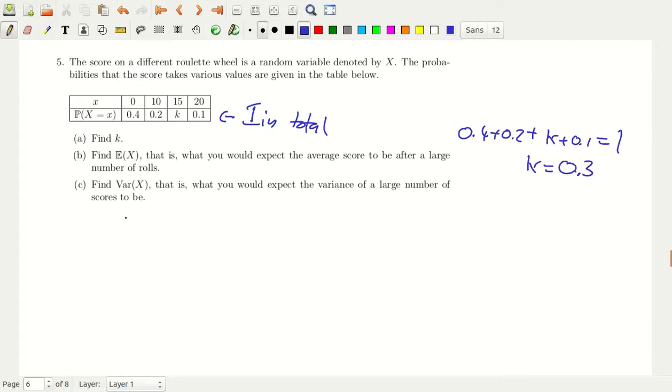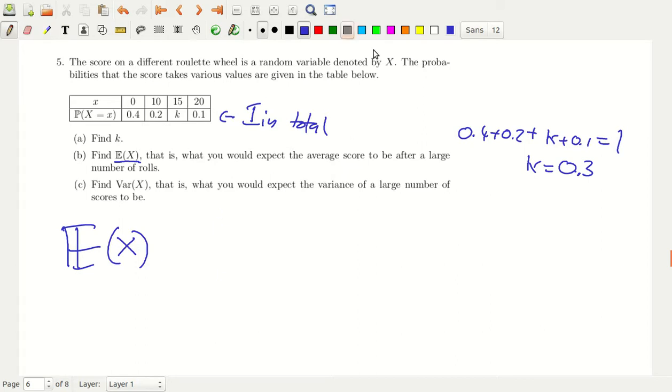Okay. Now, part B is introducing a new piece of notation, I'll underline that in blue, E of X. That's a capital E, usually with 2 bars, of X. That's the expected score. That's exactly the same as in the previous question. What would we expect the average to be if you did a large number of spins?